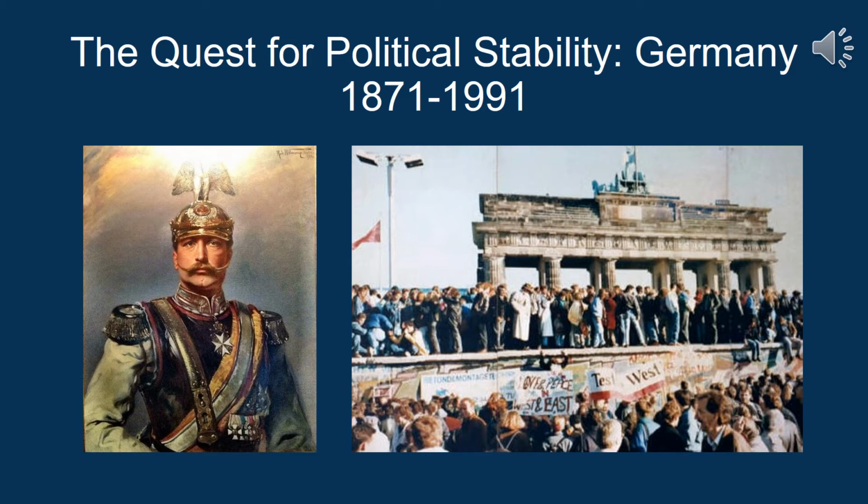One of our examined topics for A-Level History is the quest for political stability, which covers Germany from 1871 to 1991. This is our breadth study, and as you can see, it's quite a large chunk of time of 120 years. Now, we start this in 1871 when Germany first became a country and unified.